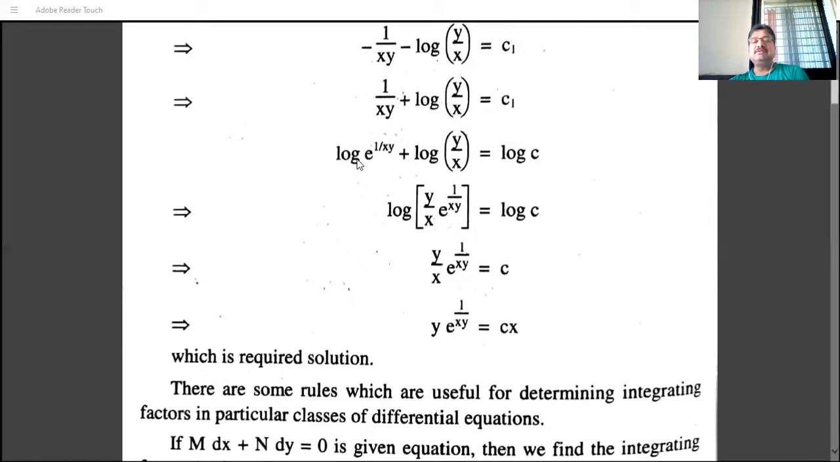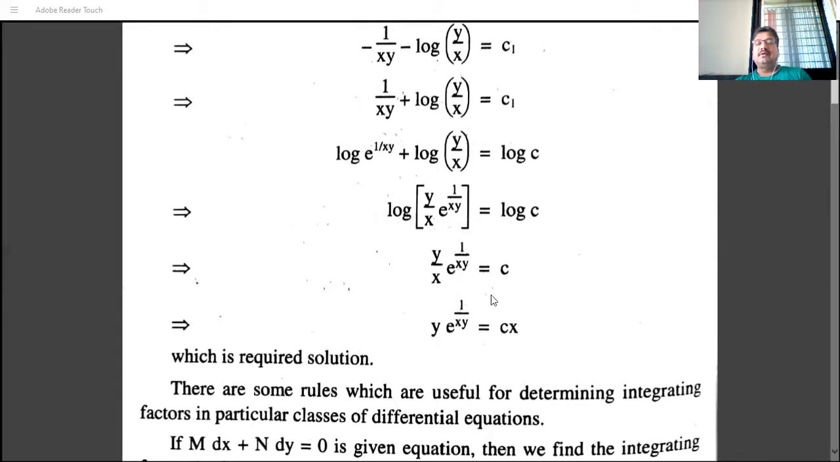Log a raised to m is m into log a. So we have 1 by x into y, and its simplification is 1 by x into y into log e. Log e is 1. And then log a plus log b is log a into b. So log y by x into e raised to 1 by x into y is equal to log c, as a new constant. Suppose we take this c1 as log c, and then cancel log on both sides. So we have y by x e raised to x by y is equal to c, and this is the final answer.